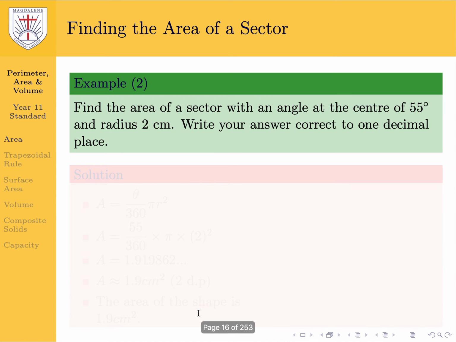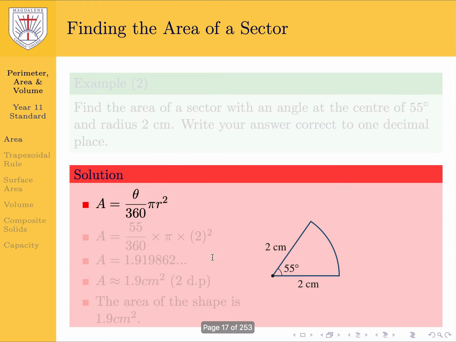Second example, we're going to find the area of a sector. Find the area of a sector with an angle at the center of 55 degrees and a radius of 2 centimeters. Write your answer correct to 1 decimal place. So like normal, we're going to write the formula for a sector to start and draw a picture because we're not given one in the example. So you can see here from the picture, there was 55 degrees, it's there now, and the radius is 2 centimeters. Makes a pizza slice here.